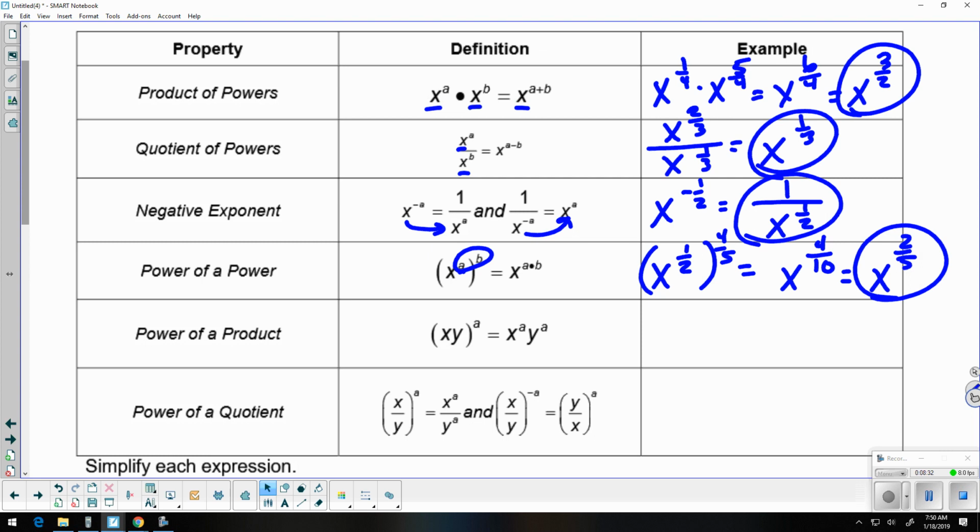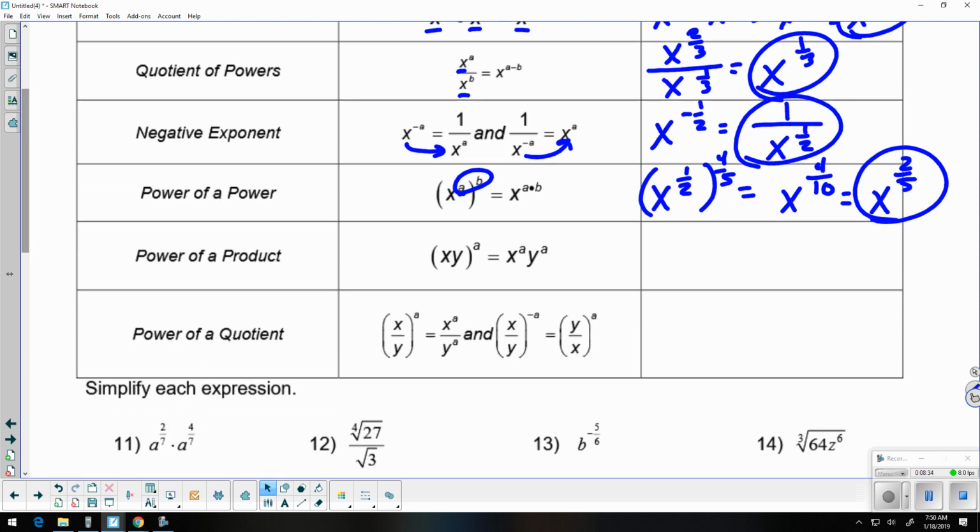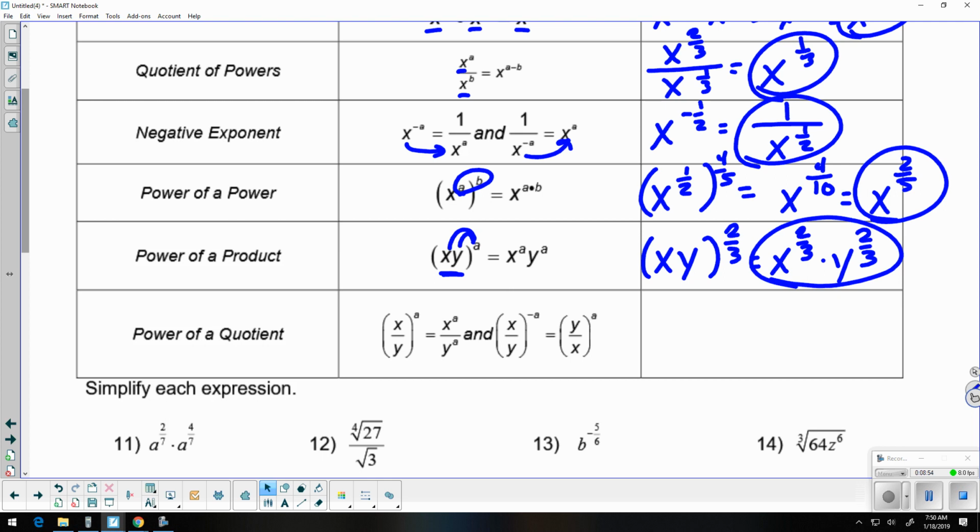Power of a product. Basically, you already have two things being multiplied, that being x and y. You already have a product, but now it's all being raised to a power, so you just distribute that exponent to both terms. So if I have xy to the 2/3, that's going to be x to the 2/3 times y to the 2/3. Again, you just distribute to each one.